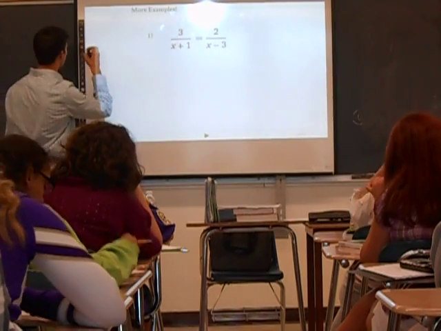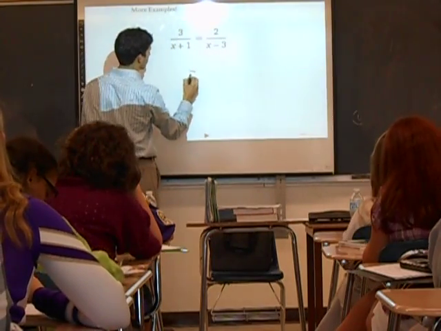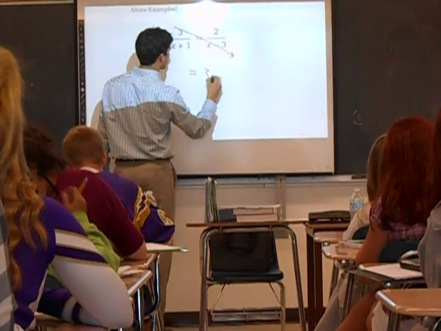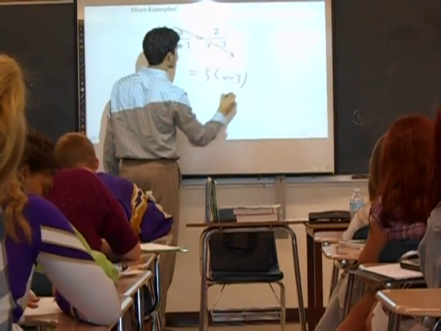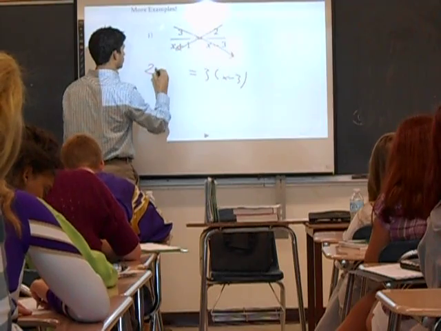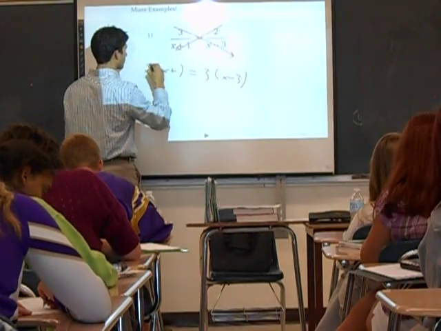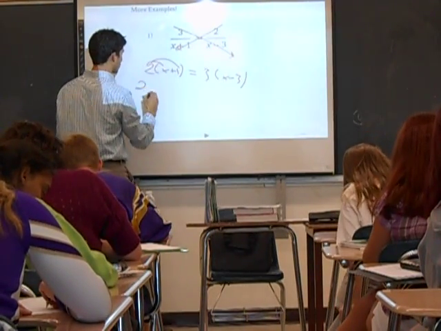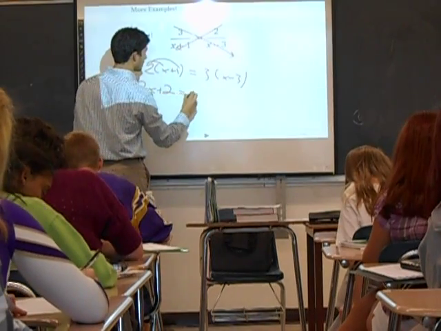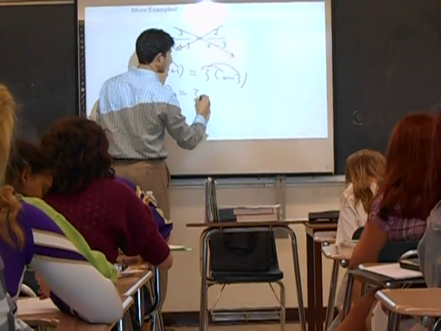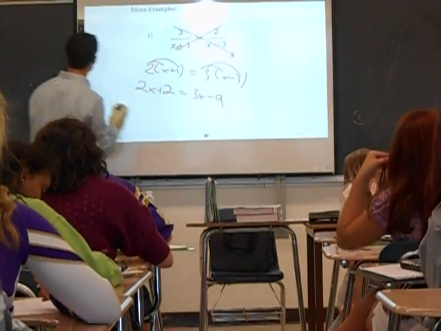All right, so who thinks they know how to do this one? Dana, what do you got to do? Cross multiply, right? So we have 3 times x minus 3 and 2 times x plus 1. We distribute: 2x plus 2 is equal to 3x minus 9.